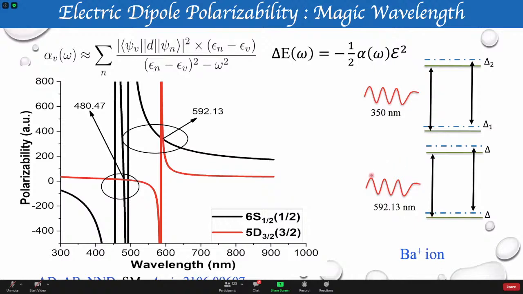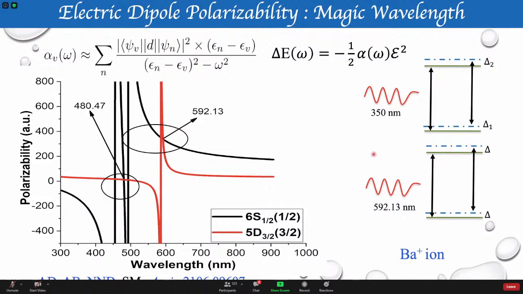That is a very important phenomenon to look at, because of the kind of accuracy we are going to look for, we should make these transitions insensitive. If you impinge light of any other wavelength, let's say 350, this line will be shifted by delta 1 and that line will be shifted by delta 2. Since delta 1 and delta 2 may not be the same, there will be some kind of error coming due to the change of the energy level, which is not possible here.